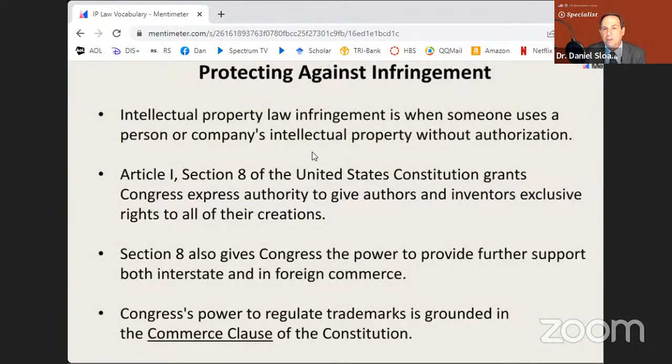Intellectual property law infringement is when someone uses a person or a company's intellectual property without authorization. Article 1, Section 8 of the U.S. Constitution grants Congress express authority to give authors and inventors exclusive rights to all of their creations. So it's a citation here. Section 8 also gives Congress the power to provide further support, both interstate and in foreign commerce. Okay, and Congress's power to regulate trademark is grounded in the commerce clause of the Constitution.